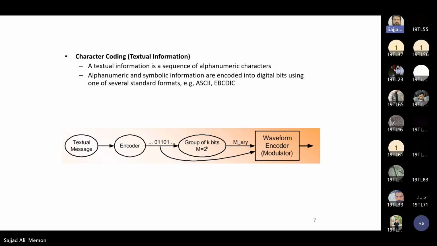If you use these bits directly, then it will be low and high, low voltage and high voltage. If you are using the encoder, waveform encoder, modulator, and with the M-array, then in the symbols, a group of a few bits will be transmitted.